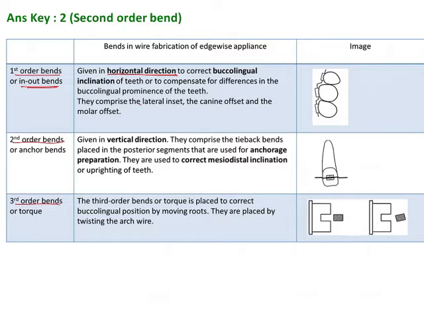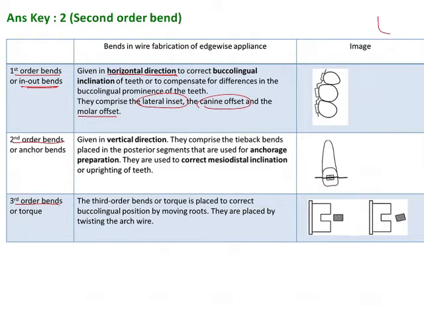There are some teeth which are slightly lingually placed as compared to their adjacent teeth, such as a lateral incisor. In that case we give a lateral inset. Some teeth are more prominent than others, like a canine, so in the place of a canine we have to give a canine offset. Same goes for the molar. The surface of the molar is more prominent, so here again we will have to give a molar offset.